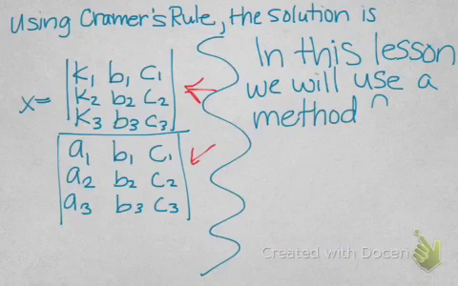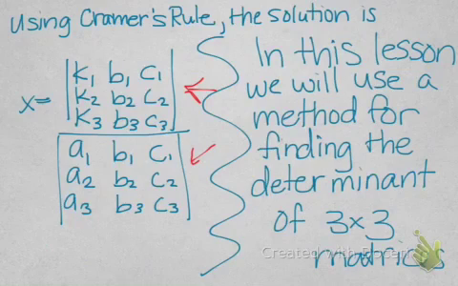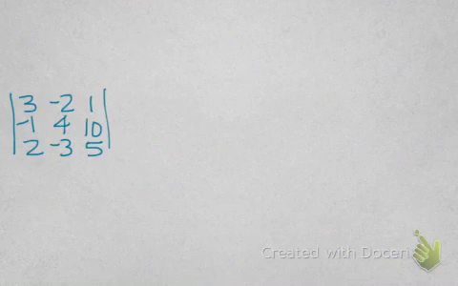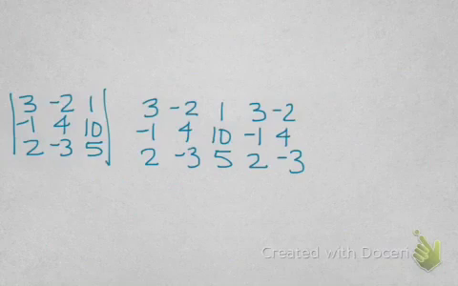In this lesson, we're going to use a particular method to find the determinant. You'll also have other methods later, but this particular method only works for 3 by 3 matrices, which we're going to learn today. So here's how you do it. If you have a 3 by 3 matrix and you're trying to find the determinant, you're going to take the numbers that are in the matrix and write them again. And then you're going to repeat the first and second columns. So we're just repeating 3, 1, 2 and -2, -3. I'm just going to highlight them.